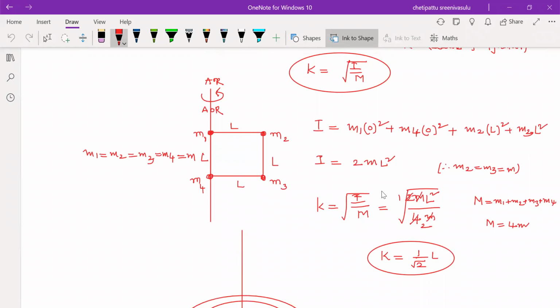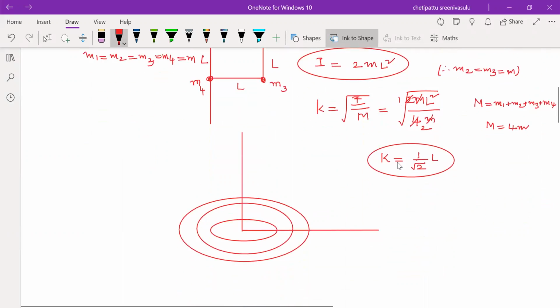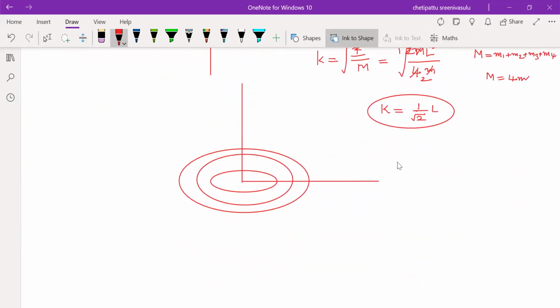Here, moment of inertia. You can take moment of inertia. Next, another one. You look at here, second problem. I am taking here, this is the axis of rotation. Axis of rotation. This is the center O.